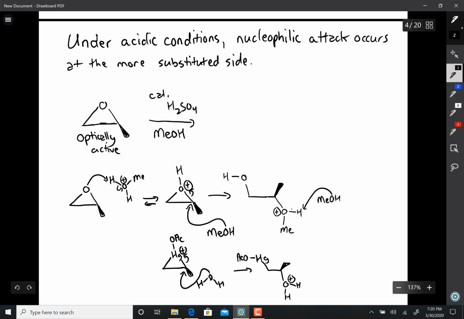Then all I had to do is take the proton off and have this. Okay. Now, this is still an SN2 reaction. That means the alpha carbon is inverted.